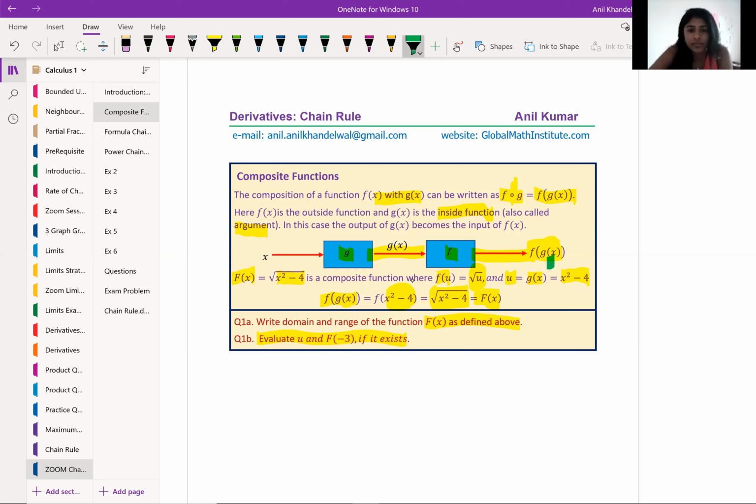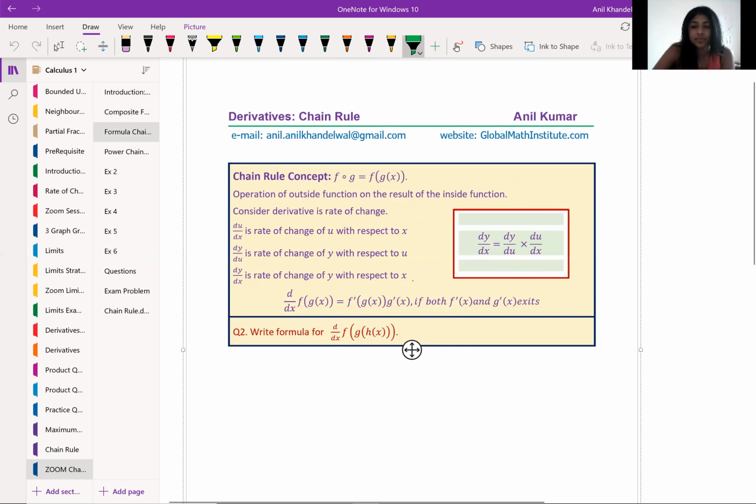So when you substitute g of minus 3, you will get minus 3 squared is 9. 9 minus 4 is 5. So you'll get 5 as a result, right? So you get 5 as your result, which is the output, which acts as an input for f of u. So square root 5 is going to be your output. Clear? Right. So let's move on and now understand what is the concept of chain rule.